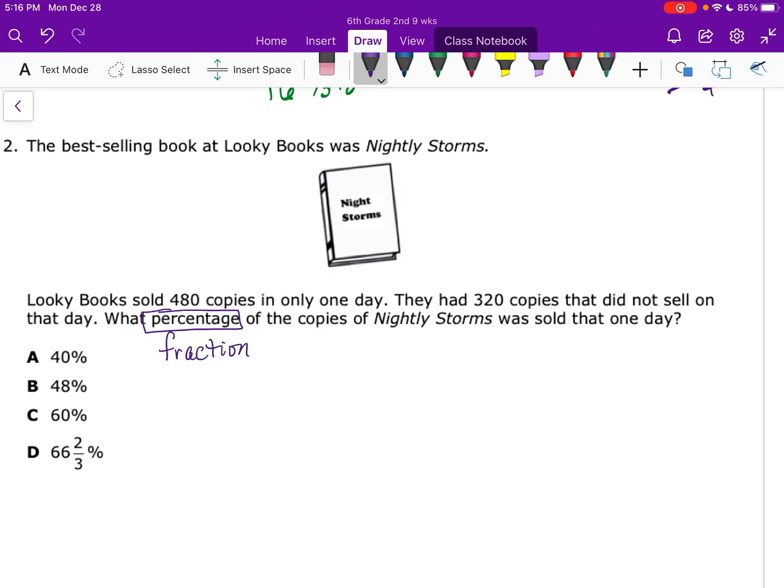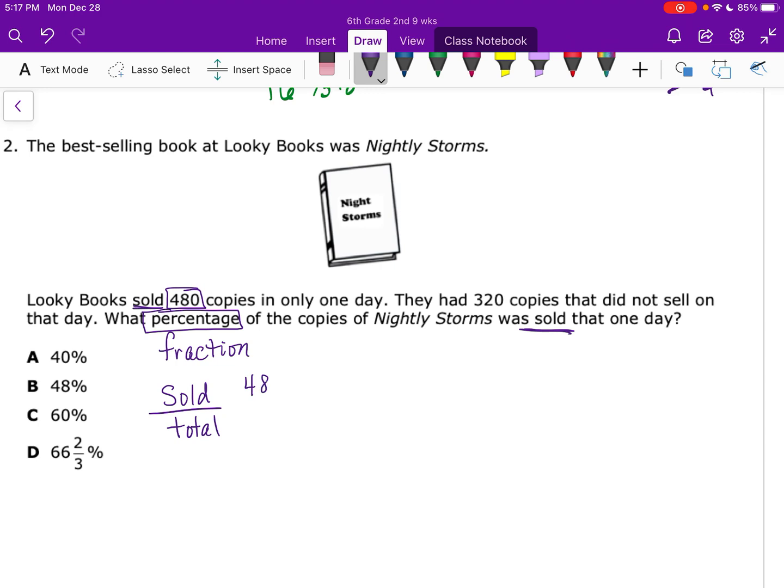Good. So what fraction of the copies of Nightly Storm was sold at that one day? Okay, was sold. So not the ones that weren't sold, but were sold. So the ones that were sold was 480. So our fraction is going to be what was sold over the what? Over what was not sold or the total? Right, the total. Fractions are always the total number of pieces, right?